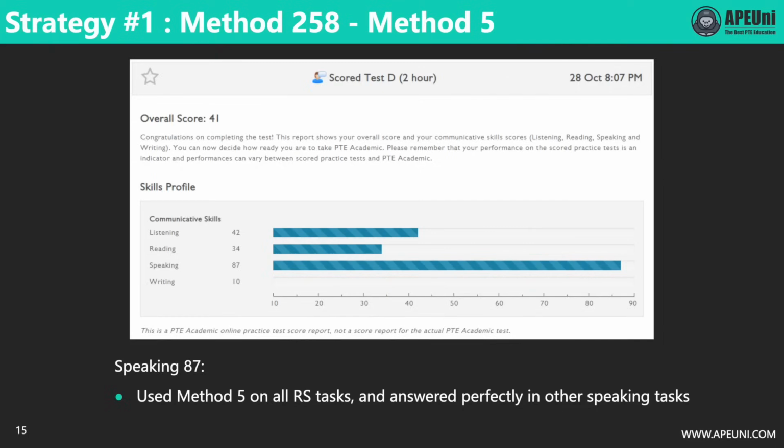We got 87 in speaking. So you're safe to use method 5 on all RS questions if your target score is between 65 to 75. If you're targeting 79 or above, I will still encourage you to use method 8 on some easy sentences, because even though we get 87 in this experiment, we get it only because we answered perfectly in all other speaking tasks.